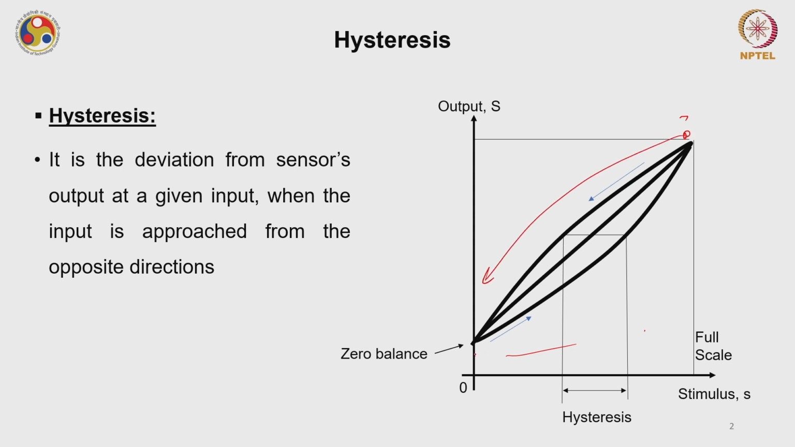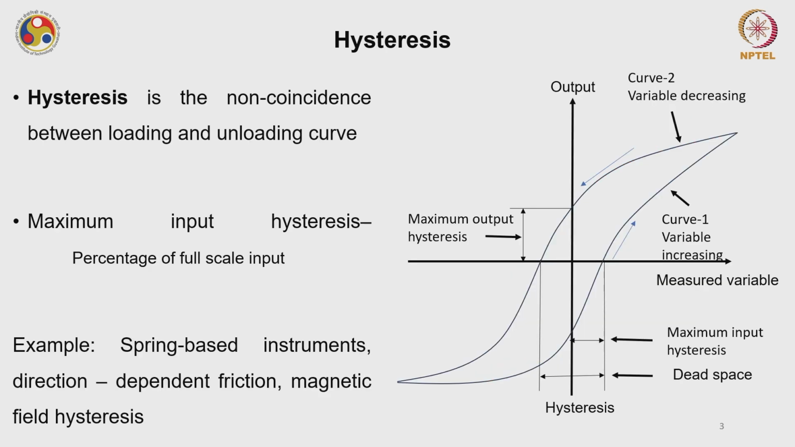First you increase the stimulus, or say it can be some analyte if it is a gas sensor or a chemical sensor. It can be some pressure, it can be some force, depending on what sensor we are discussing. So you keep on increasing the quantity of the stimulus, and then you decrease. This maximum value is known as hysteresis. So it is the non-coincidence between the loading and unloading curve.